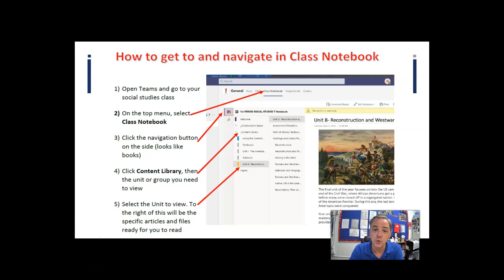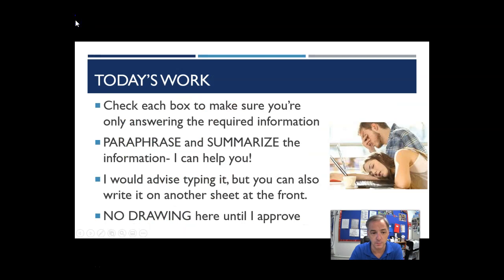Now, how you get into your class notebook. This page is actually detailed in the Teams assignment. But you'll go into Teams, go to Class Notebook, click the navigation button, choose Content Library. We're in Unit 8 Reconstruction, and I've got lots of readings and resources you can use to find your information. So again, paraphrasing and summarizing. You cannot copy word for word. You have got to do your very best to rephrase things, put them in your own words. You've learned this skill in English. We've practiced it before in social studies.